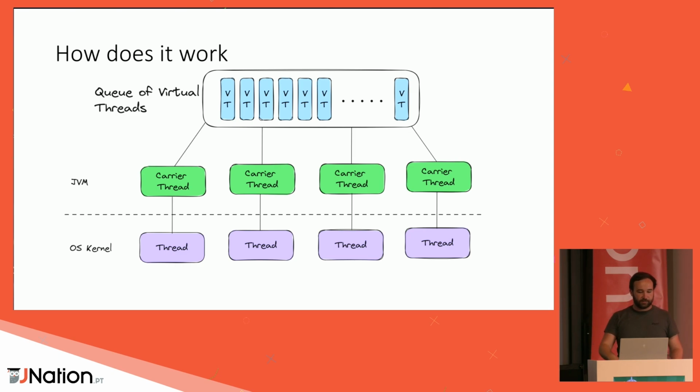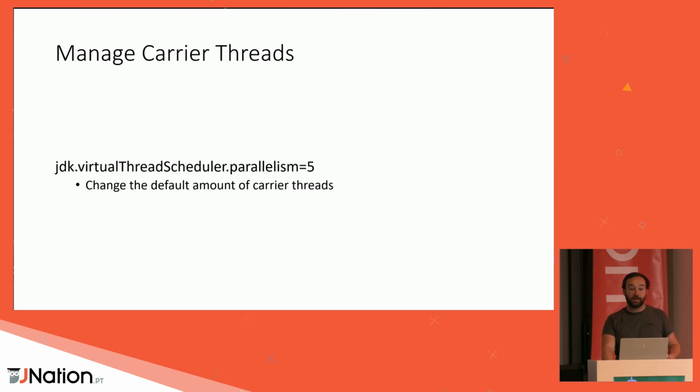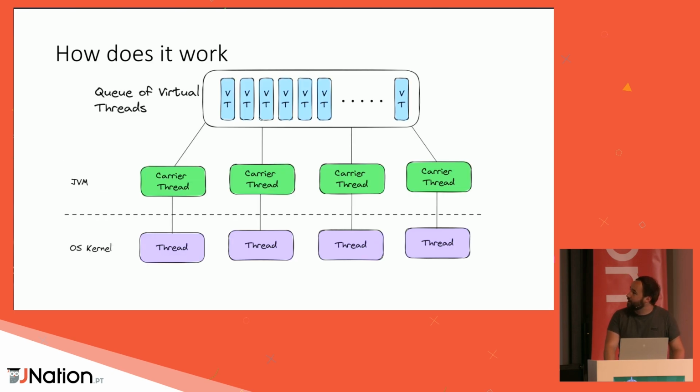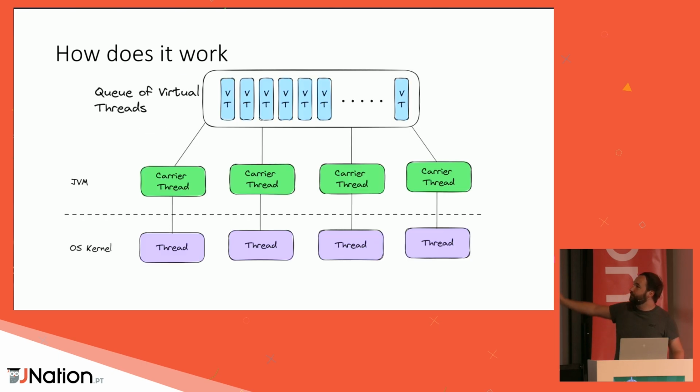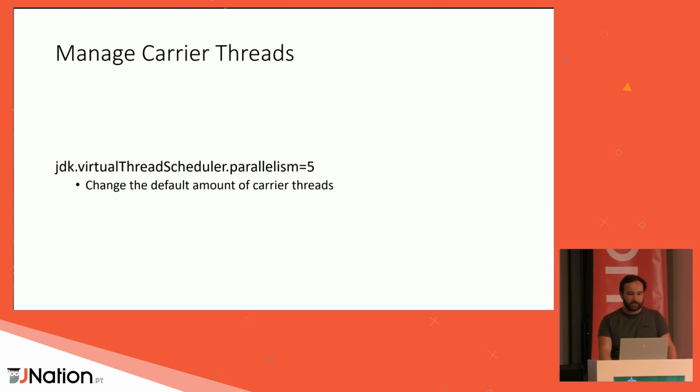These carrier threads will run the work of the virtual threads, but how do you manage the carrier threads? Like I said, I have a 4-core system, so by default I get 4 carrier threads. But of course, you can change this using the virtual thread scheduler parallelism parameter. By default, you will get as many as you have cores inside your system. So on a 4-core system, you will get 4 carrier threads. But if I change it to 5, then I will have 5 carrier threads.